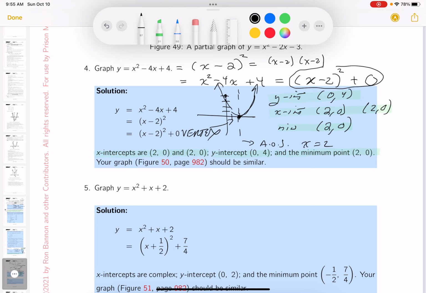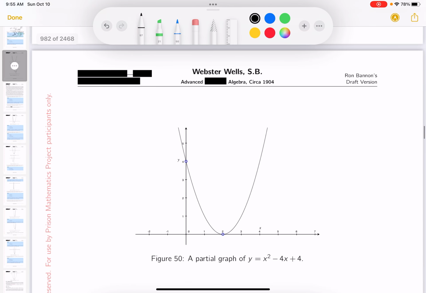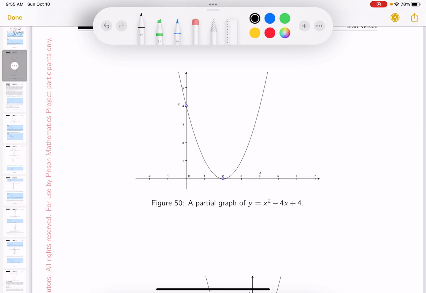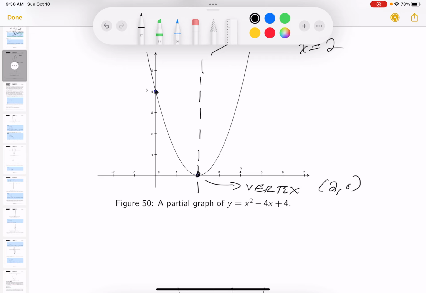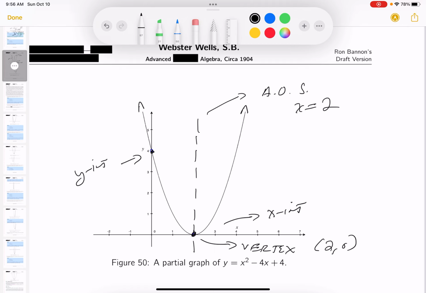Let's look at the picture. That says figure 50 on page 982. I'm seeing it. Let me put this over here, and I'll label this for you. This is the axis of symmetry. The axis of symmetry is x equals 2. This is a vertex. The vertex is a point, 2 comma 0. I want to point out, you can blow up a PDF if you can't see well. This is not only a vertex over here, this is also an x-intercept. What's this thing over here? It's a y-intercept. What's the general shape of this? Basically looks like a cup. It's called a parabola. It goes up forever.